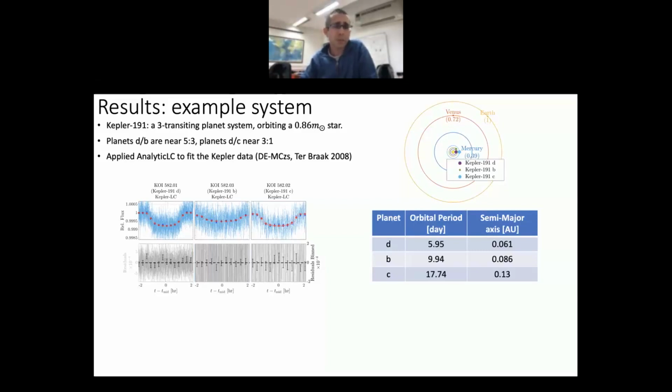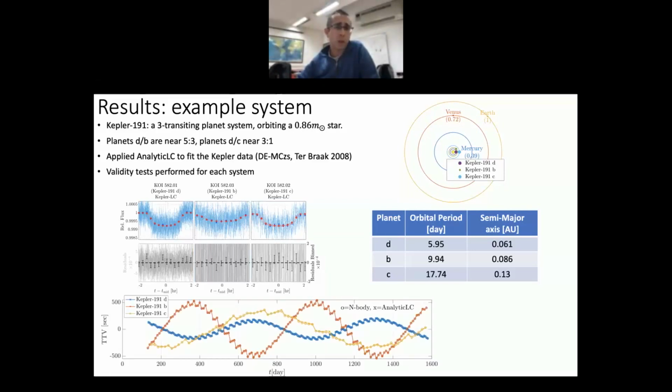When we get the best fitting parameter values, we also perform a full n-body integration to compare the results of AnalyticLC to validate the analytic calculation. And what you see here is the TTV of the 3 planets. It's kind of hard to see, but there are circles for the n-body TTVs and X's for the analytic calculation.